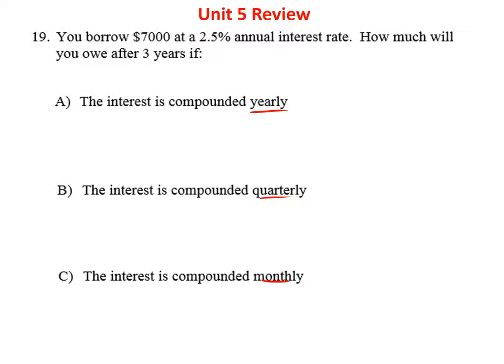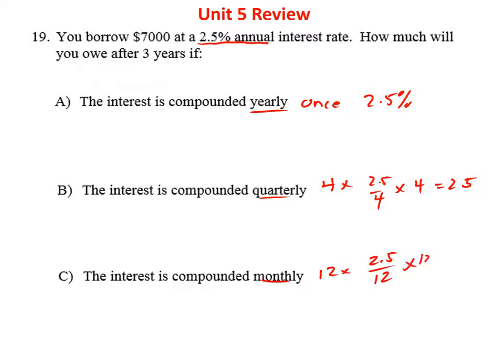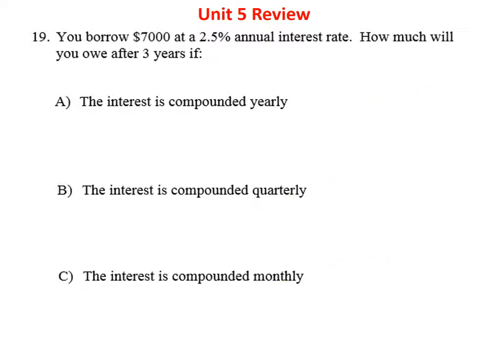Notice each year you're going to only pay 2.5% interest, but it depends on whether they charge it once a year, or quarterly, which means 4 times a year, or monthly, which means 12 times a year. Notice they will not charge you 2.5% each time. Here they'll charge you 2.5% one time. Here they'll charge you 2.5% divided by 4, and they'll do it 4 times, so it'll still be equal to 2.5. And here they'll take the 2.5 and divide it by 12, and you'll still end up paying this amount for the year, but you'll be doing it either once a year, 4 times a year, or 12 times a year. That's how compounding yearly, quarterly, and monthly work.